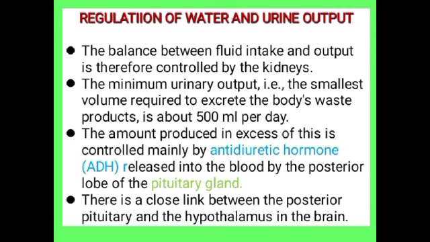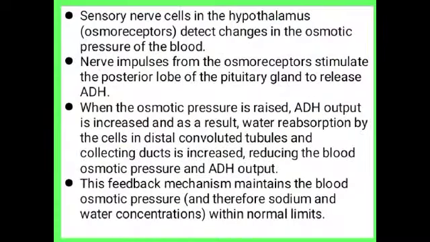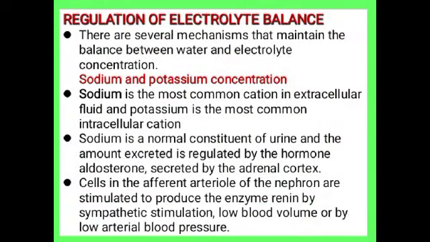There is a close link between the posterior pituitary gland and the hypothalamus. The hypothalamus in the brain detects how much fluid is needed. When it finds that there are low levels of fluids within the body, it is going to stimulate the pituitary gland to produce the hormone ADH, or vasopressin, which is antidiuretic hormone, to minimize the production of urine. The sensory nerves in the hypothalamus detect the changes. This is the negative feedback mechanism, which controls the amount of fluid found in the body.